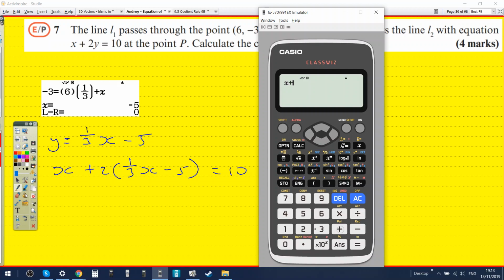And so x plus 2/3... I'm just putting it in my calculator. Oh, yeah, I can just solve it like that, can't I? Yeah, it's just a linear equation. So shift solve. I'll go for lucky number 7. So it's 12.